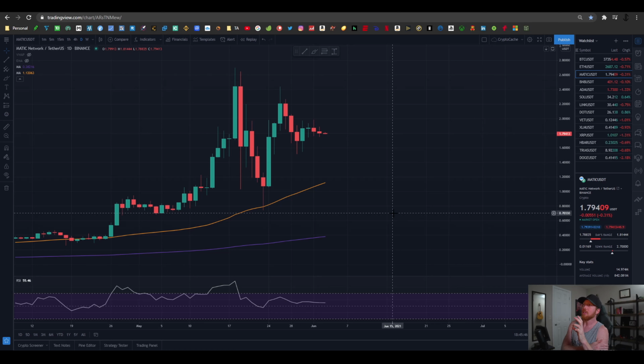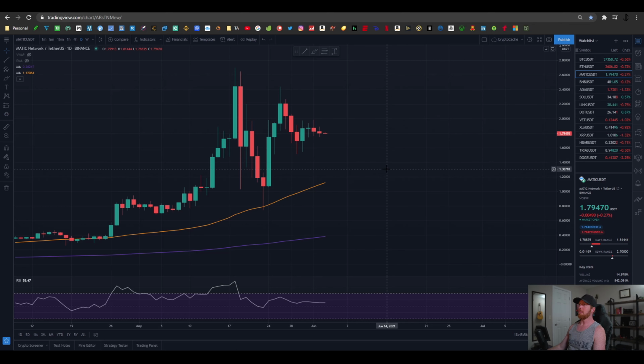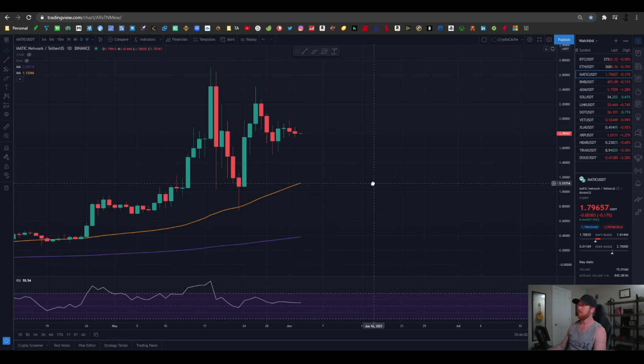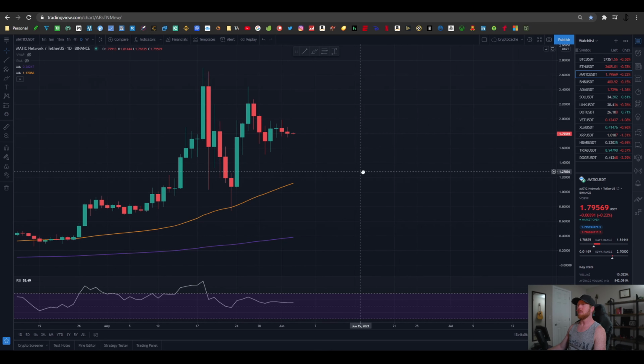I think what's happening is Matic is waiting for Bitcoin to figure itself out, right? Bitcoin can go sideways a little bit longer. I think we're going to see a large spike in volume from Matic and should likely see an increase. If Bitcoin can get upwards of 42,000, we're going to be in really good shape to see Matic start testing some previous resistances. Okay, so that is the 1-day chart.